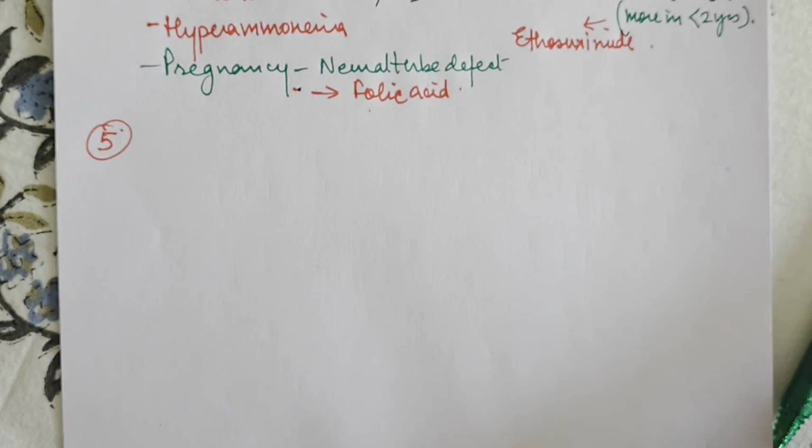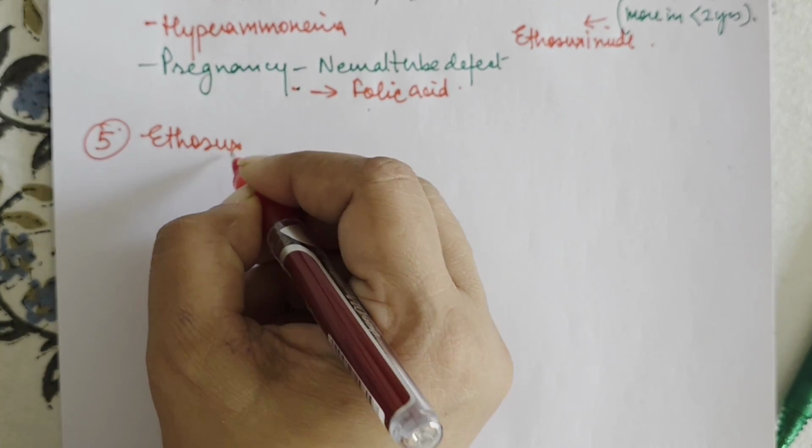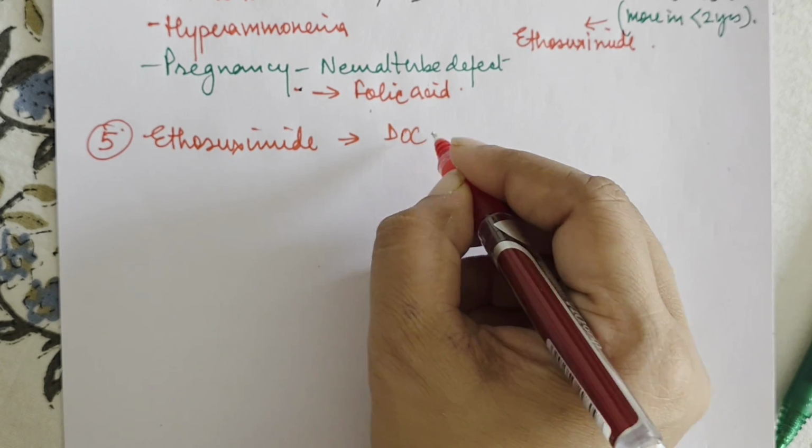The next drug that we have to study is ethosuximide. Now ethosuximide is the drug of choice in absent seizures.